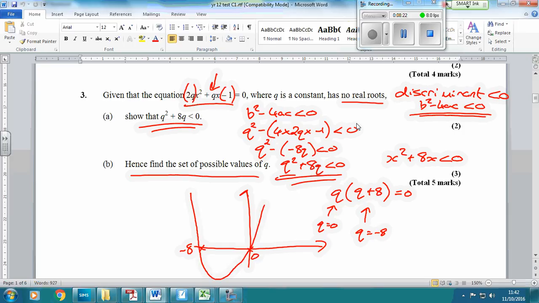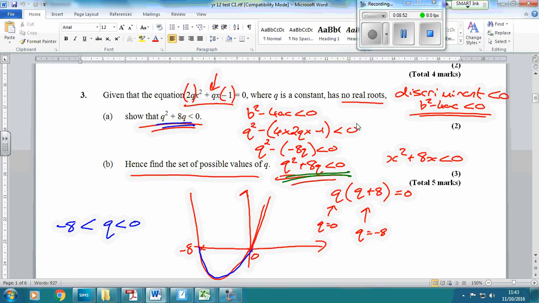So I want to know where this graph is, again I'm going to point to this bit here, less than 0. And the bit where it's less than 0 is going to be this bit here. And that is when q is less than 0 but greater than minus 8. And that will make this here less than 0, anything in that range.